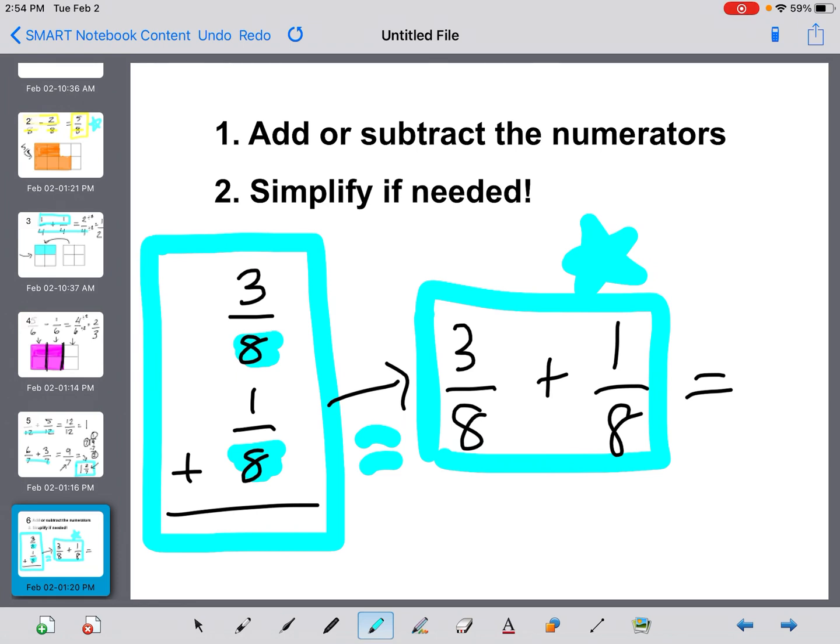They are equal. And that's it for today. So hopefully a pretty simple lesson for you.